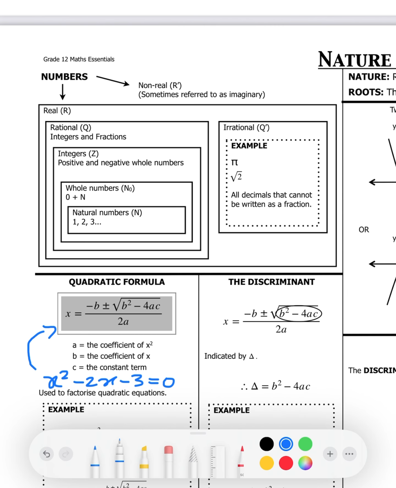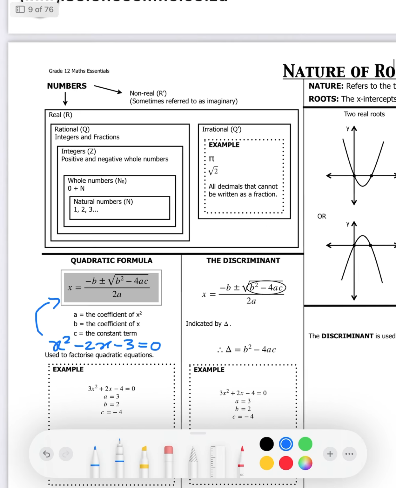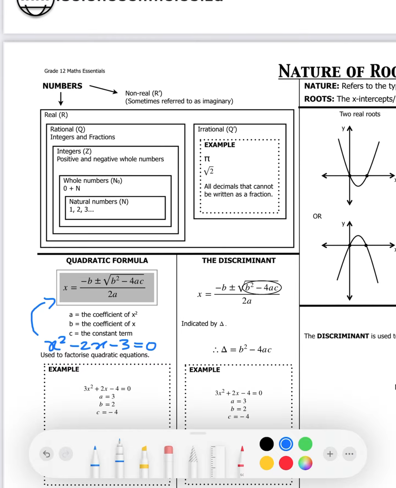Here what we want to talk about is the nature of those solutions, the nature of those answers, or the nature of those roots. So what we'll normally have from this equation is a, b, and c. So a being the 1 in front there, b being the minus 2, and then c being the minus 3. So that's how these numbers go.